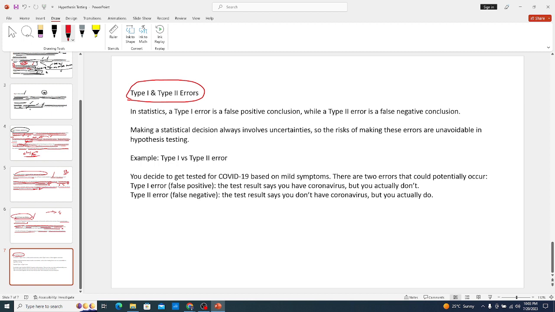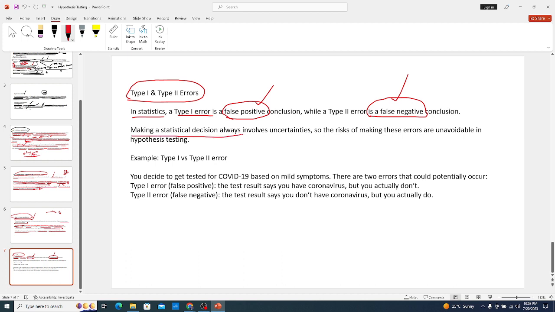What about type 1 error? In statistics, a type 1 error is a false positive conclusion. And type 2 error is a false negative conclusion. A false negative conclusion, type 2, and type 1 is a false positive conclusion.